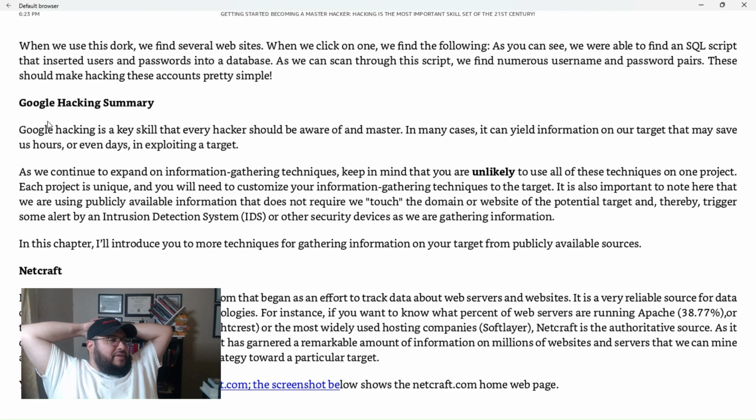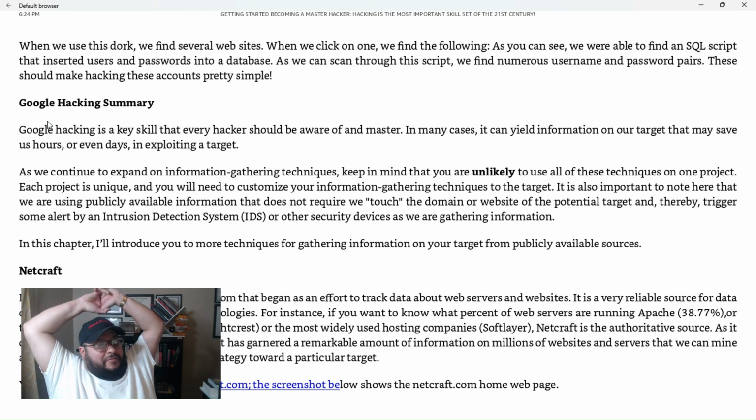These techniques on one project. Each project is unique, and you'll need to customize your information gathering techniques to the target. It's also important to note that we are using publicly available information that does not require us to touch the domain or website of potential targets, and thereby triggering some alert by intrusion detection systems or other security devices. We're gathering information. In this chapter, I'll introduce you to more techniques for gathering information.